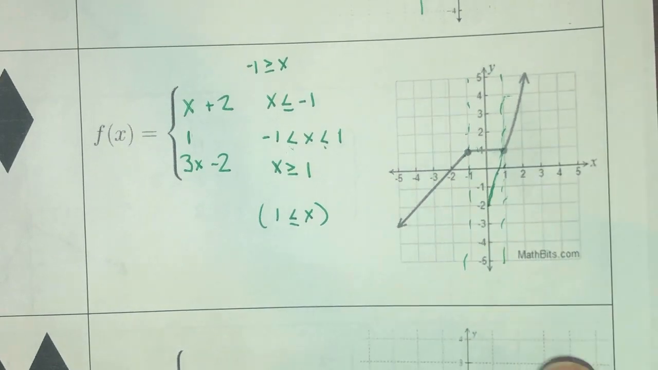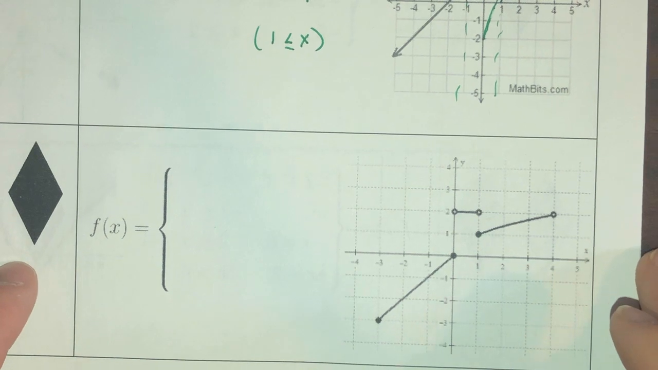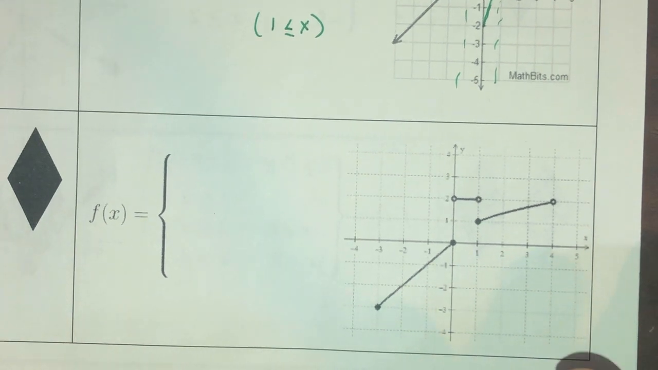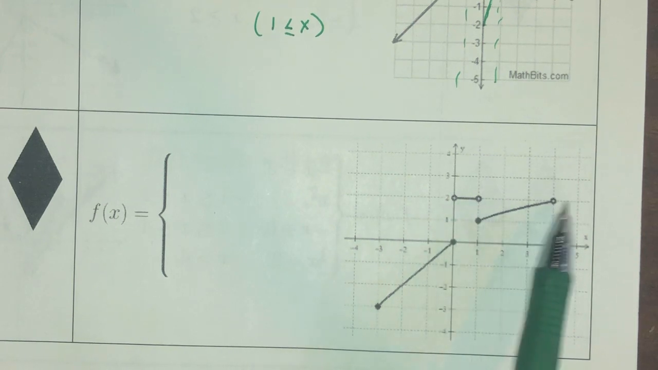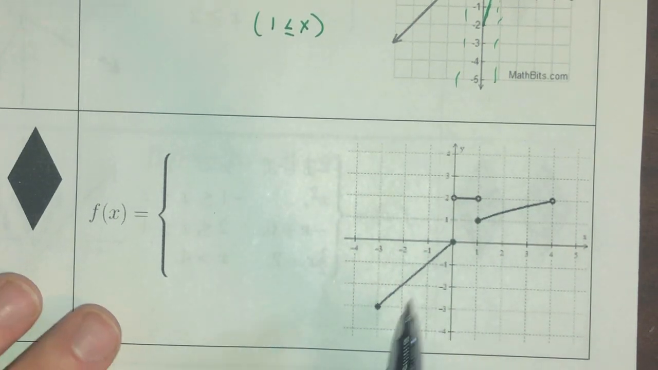All right, on to the next one. This one's tough because it's made up of 3 segments. That's the only reason this one's a tough one. Note carefully: open dot, open dot, open dot. Okay? So let's start with the rules.